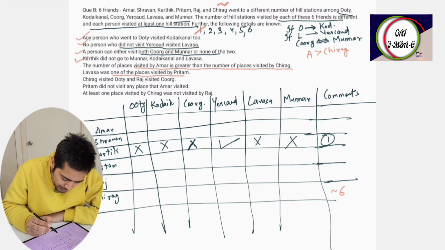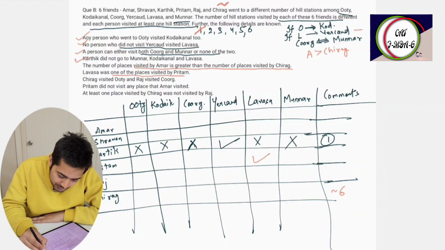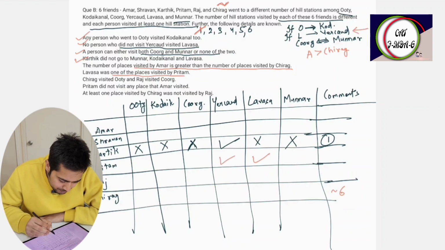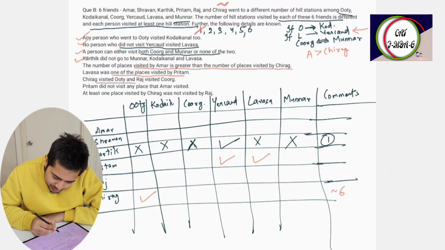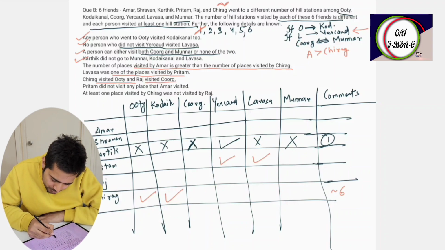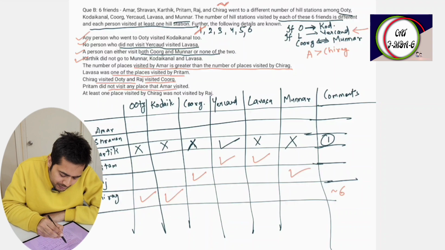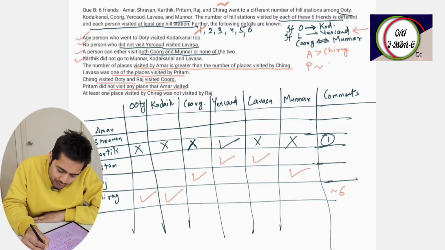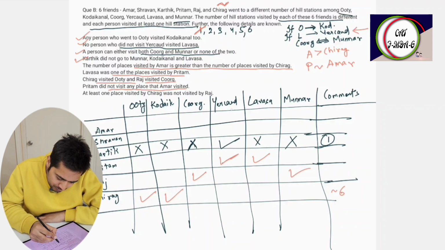Lavasa was one of the places visited by Preetham. Preetham visited Lavasa. So if Lavasa is there, then Yerkaud is also there by this point. Chirag visited Ooty. If Ooty is there, then Kodaikanal is there. Raj visited Coorg. If Coorg is there, then Munnar is there. Preetham did not visit any place that Amar visited. So Preetham negation Amar. That means if Preetham visited Yerkaud and Lavasa, Amar will not visit Yerkaud and Lavasa.